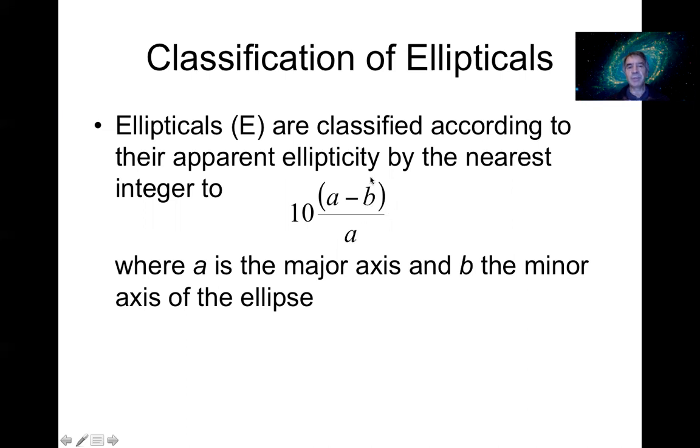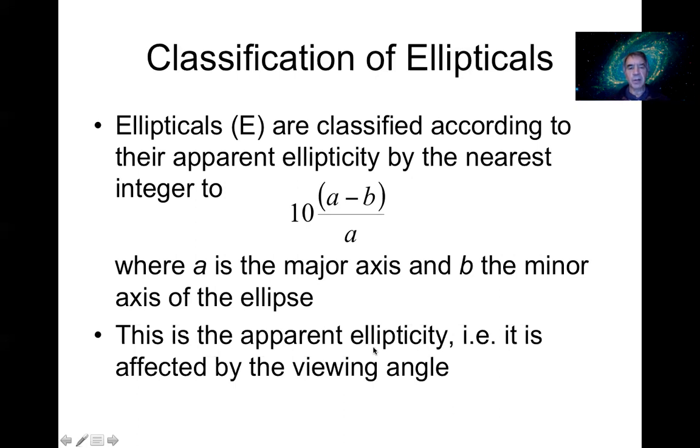So this is similar to the eccentricity of an elliptical orbit, but it's different. There's no squares or anything going on here, so it's a different definition. Also, the number is multiplied by 10 and then rounded to the nearest integer. So in theory, it's a number between 0 and 10, although again, it never gets near 10. Okay, so that's the theory.